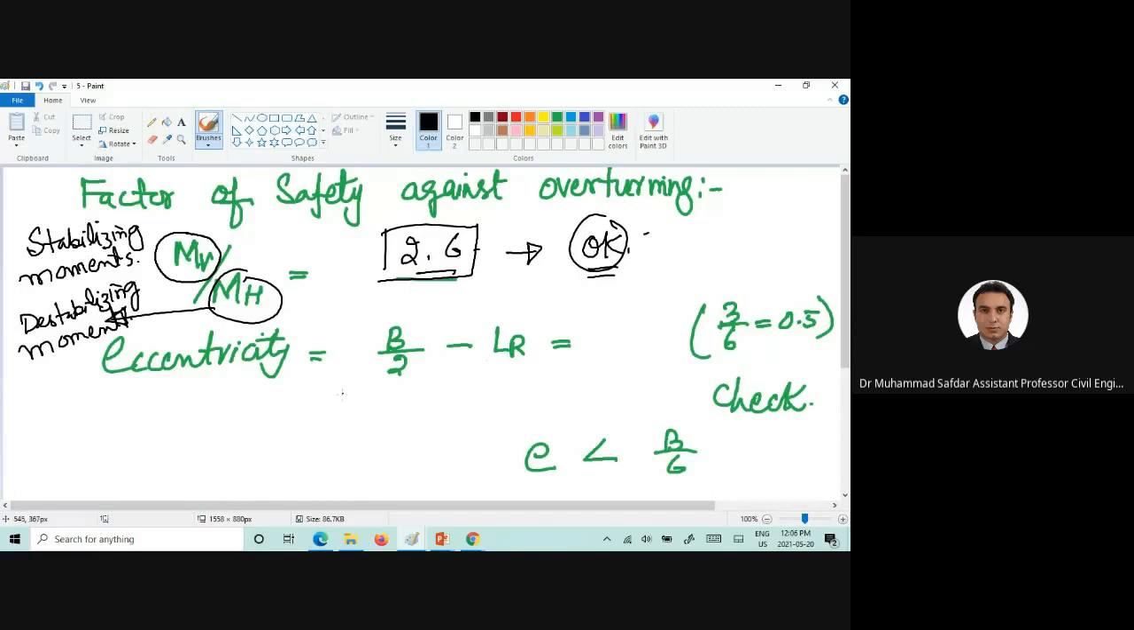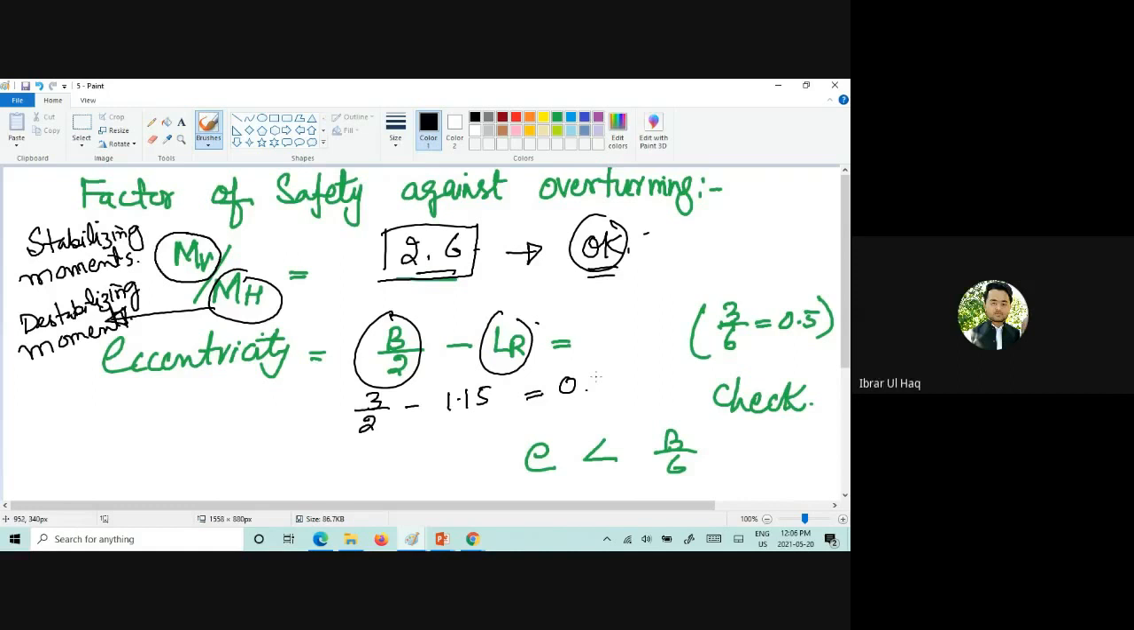Now for the eccentricity, we can simply use this equation. So it would be 3 divided by 2 minus 1.15. So what should be the value of the eccentricity? 0.4. Now we can also check those three conditions which we discussed in our lecture earlier today. 0.35. Okay, this one is 0.35.